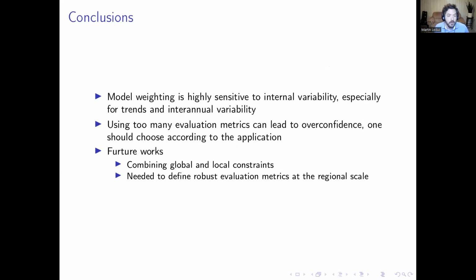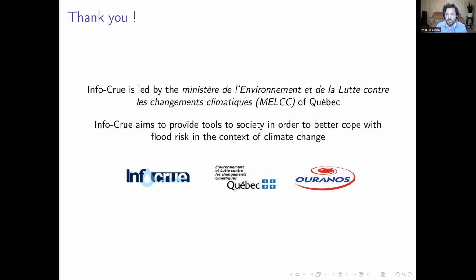So in conclusion, we saw that model weighting is highly sensitive to internal variability, and especially for trends. And I didn't show it, but for interannual variability as well. And using too many evaluation metrics can lead to overconfidence. So one should carefully choose the metrics to combine according to the application of interest. And in future work, it would be interesting to combine those global and local constraints, and also to define further robust evaluation metrics at the regional scale. So thank you very much, and I will be happy to answer the questions.